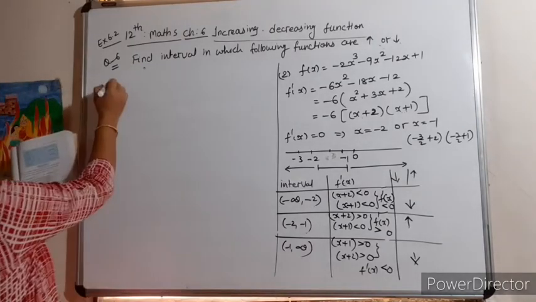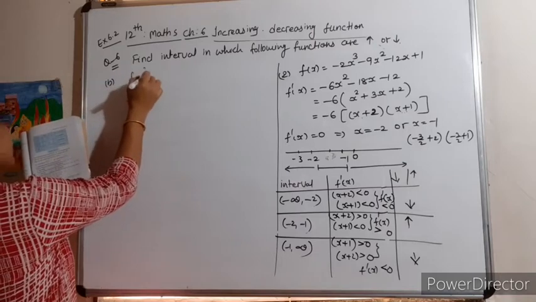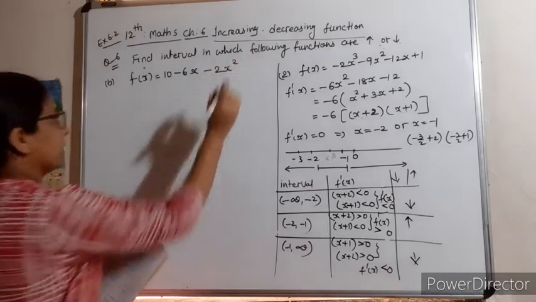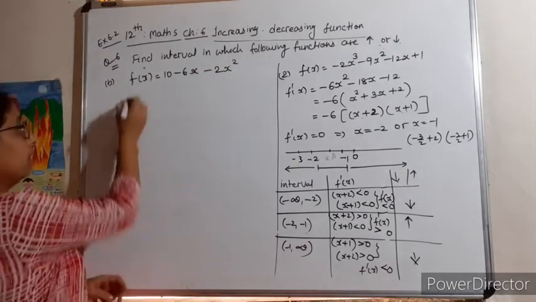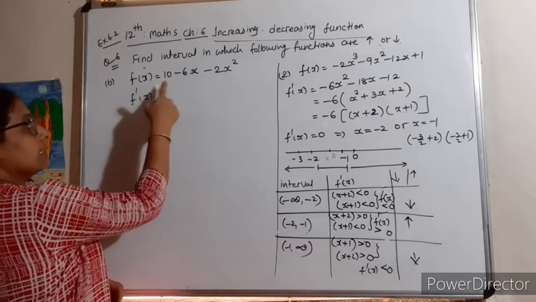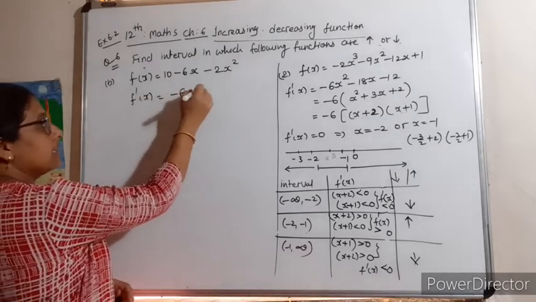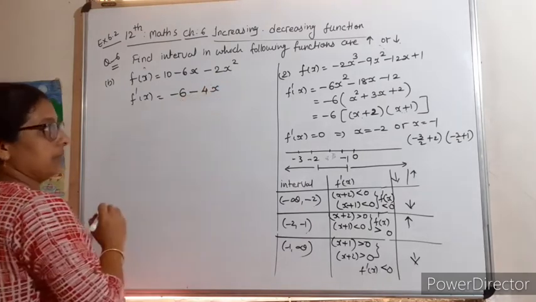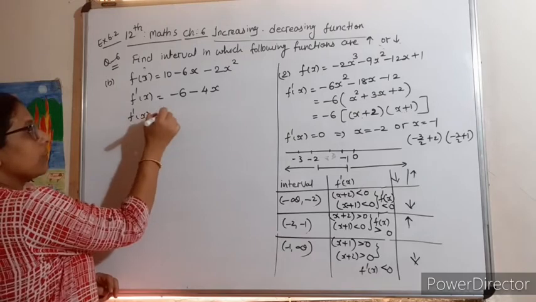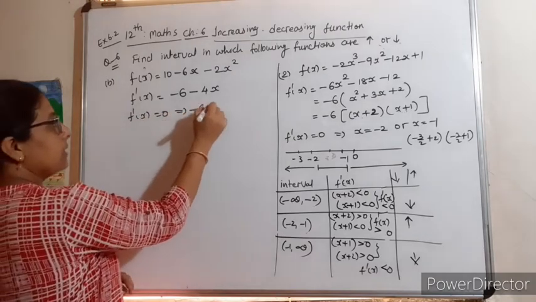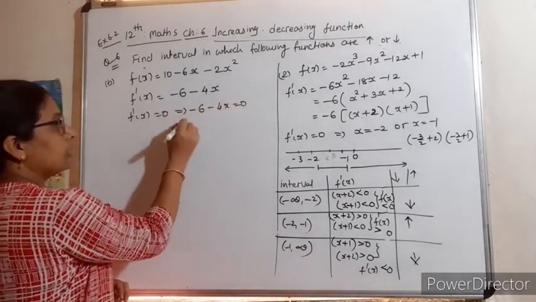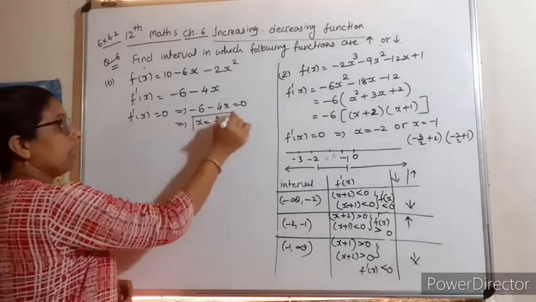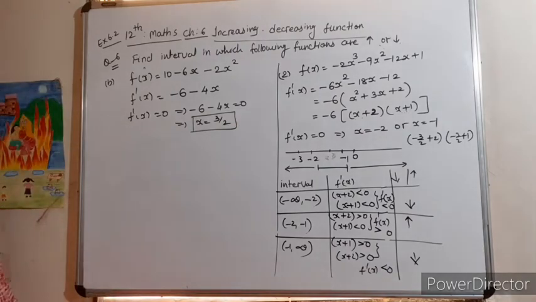That is what? f(x) = 10 minus 6x minus 2x square. Okay. So we'll find f dash x, ये 0 होगा, minus 6 और ये होगा minus 4x. Okay. So if f dash x equal to 0, that is minus 6 minus 4x equal to 0. So we'll find 6 by 4, that is 3 by 2. So we'll get the value, only one value of x, and that is 3 by 2.